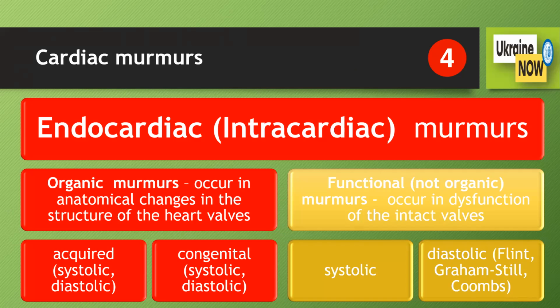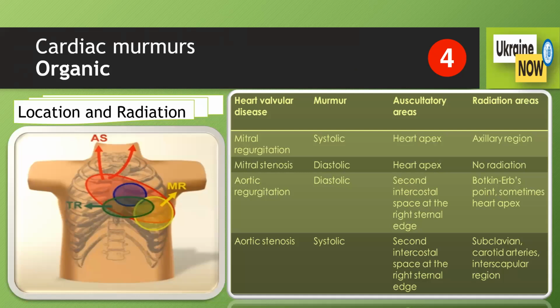These may occur in anatomical changes of the structure of the heart, called organic murmurs, or in dysfunction of intact valves, so-called functional murmurs. Cardiac murmurs may not be audible over all areas of the chest, and it is important to know where a murmur is heard best and where it radiates to. For example, a systolic murmur due to mitral valve incompetence is best heard at the heart apex. It can be transmitted to the axillary area or into the second and third interspace to the left of the sternum.